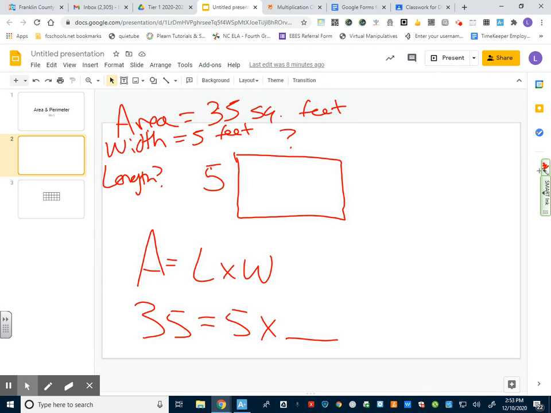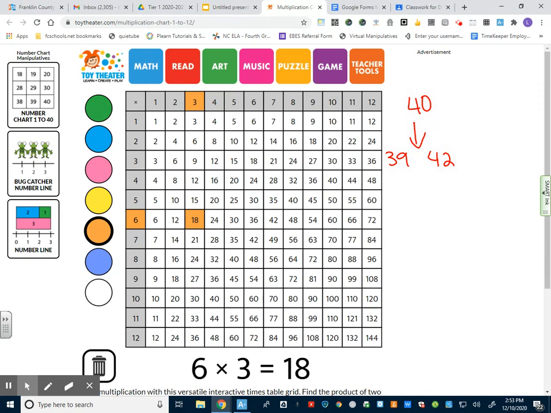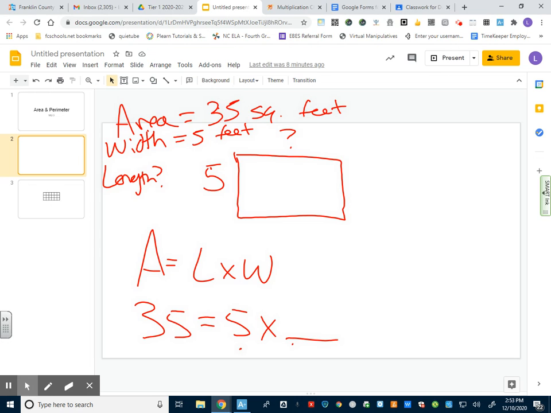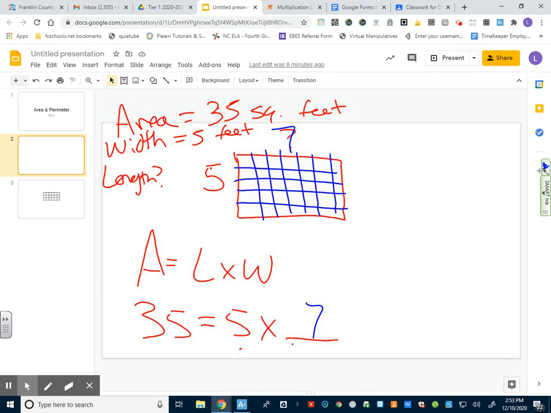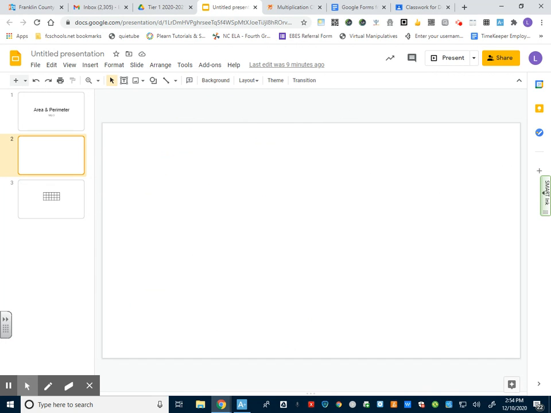Since area is length times width, I need to figure out what times the width equals the area of 35. So that's when our multiplication chart would come in handy again. 5 times 7 is 35, so we know our missing side is 7. And I could always check that on grid paper. If I created this on your grid paper, remember it's in our virtual manipulatives, and we count, we would see that we get 35 blocks. All right, let's do one more.